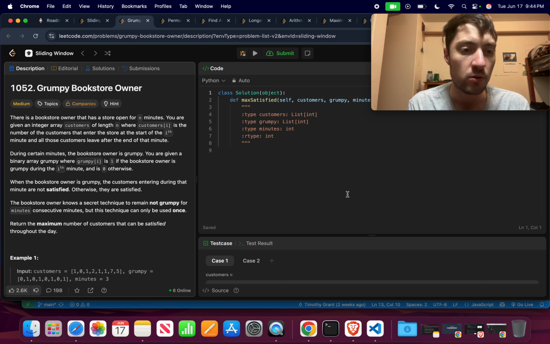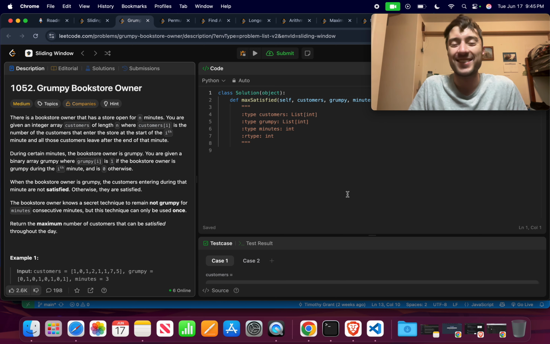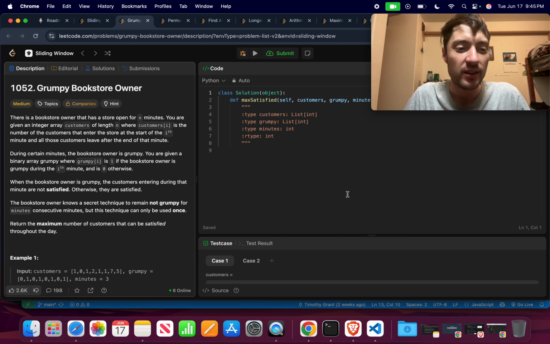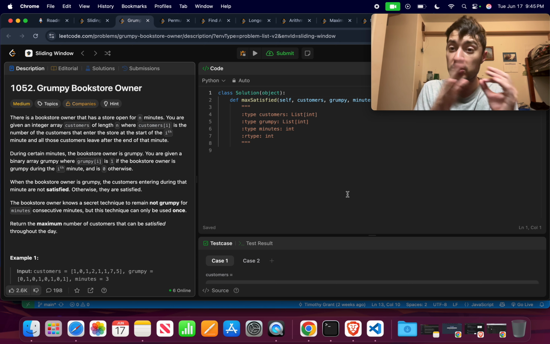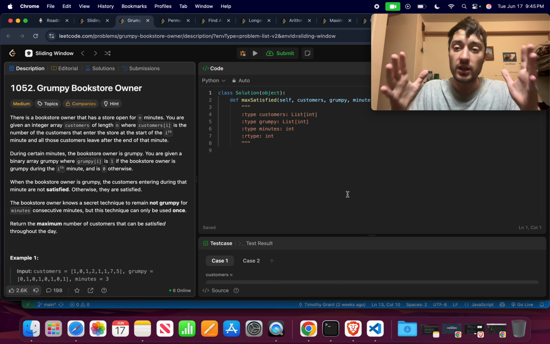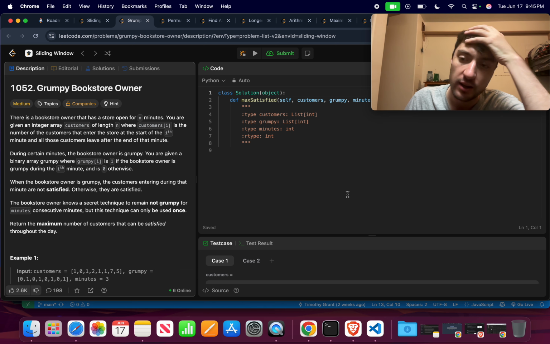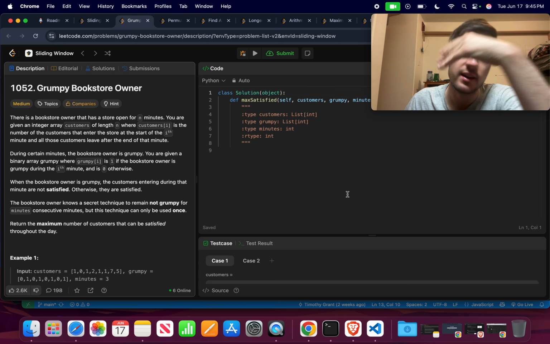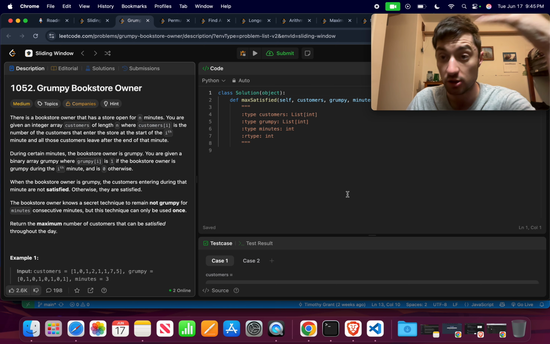There is a bookstore owner that has a store open for n minutes. You are given an integer array customers. So first off, ding, ding, ding: we are given an array. Remember, sliding window, what kind of data structure does that work on? It works on arrays and strings, which are just arrays.